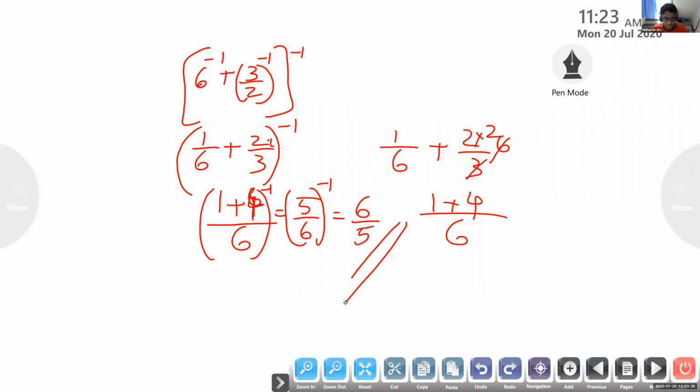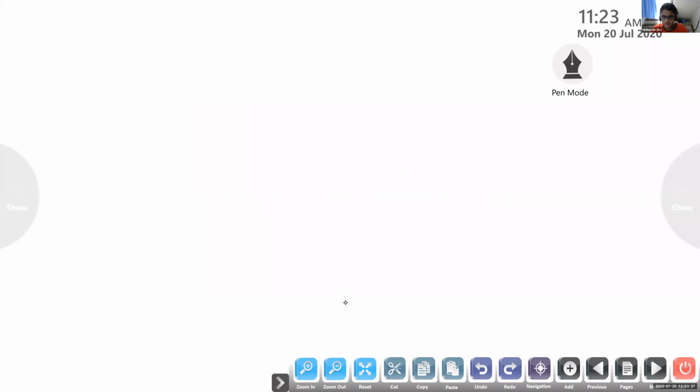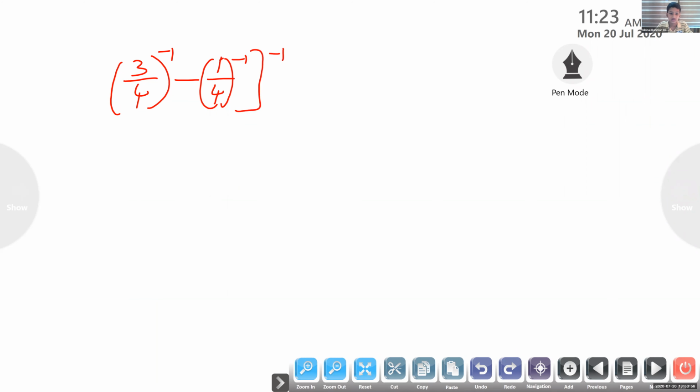Okay, say. Next one. 3 by 4 raised to negative 1 minus 1 by 4 raised to negative 1, the whole raised to negative 1. Okay. Yes. Same way we can do. We will try. Ma'am, we will do it now.